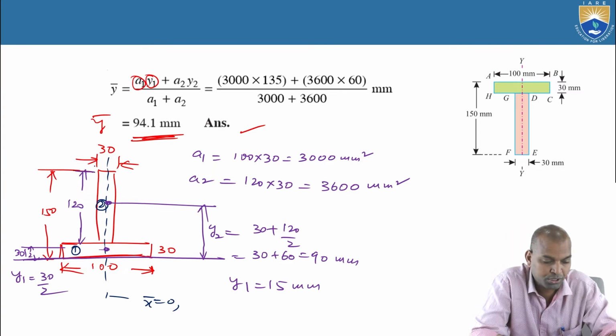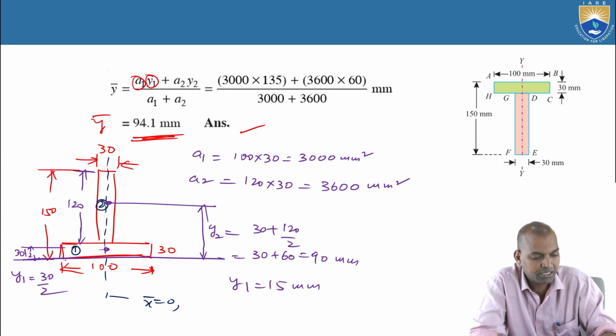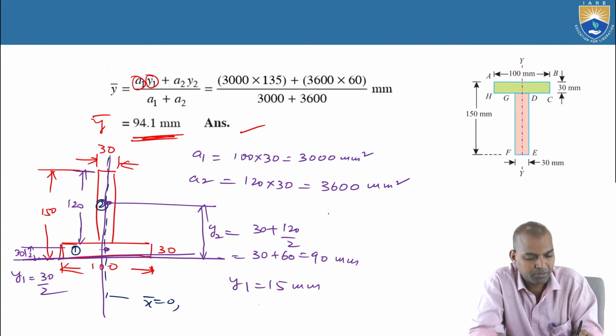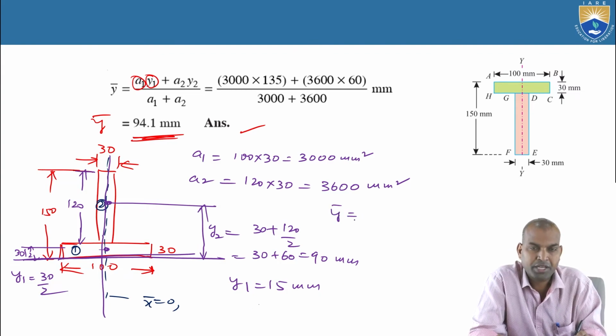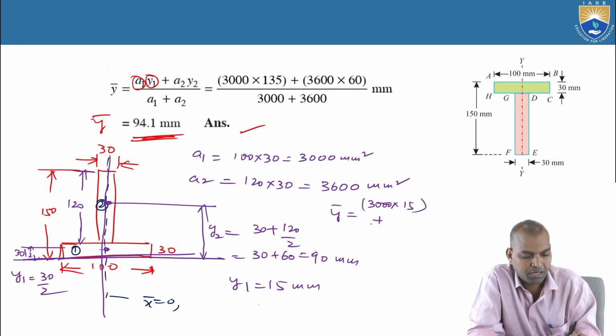Because bar x equal to 0, it is symmetrical about axis Y. And here these two are the reference axes. Now bar Y equals A1 Y1 plus A2 Y2 by A1 plus A2. What is A1? 3000 times Y1. What is that Y1 value? Y1 equals 15. Plus A2 Y2. What is the area of 2? 3600 times Y2, and that Y2 is 90 millimeters, by A1 plus A2, or 3000 plus 3600.